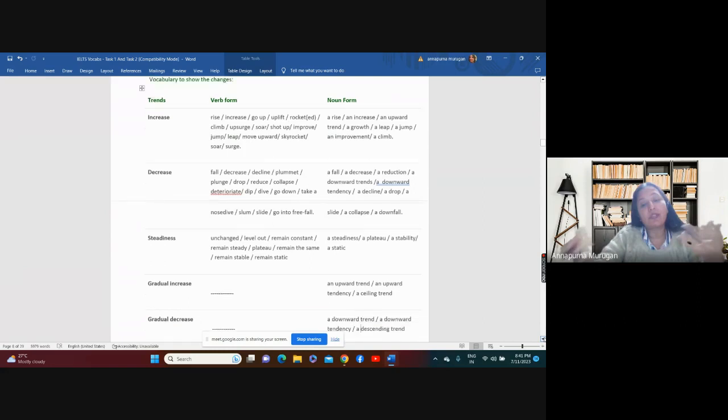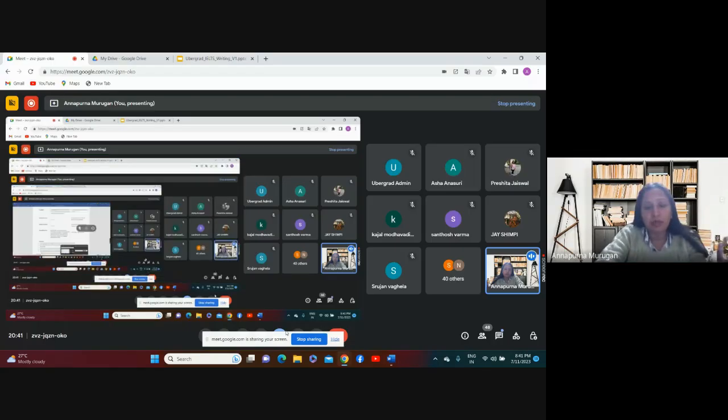And also see, for increase, decrease, steadiness and all, you can use rise, increase, go up, uplift, lifted, upsurge, shoot up, improve. We have lots of words here. Then why should we repeat or use the numbers? Don't try to use the numbers, guys. We have lots of words which you people can use. Okay, right? Any doubts you guys have?